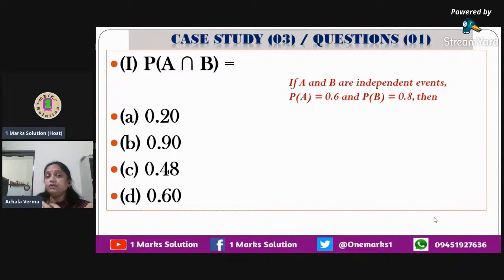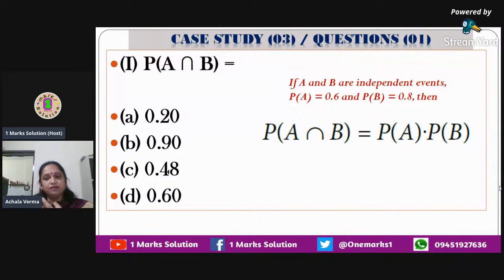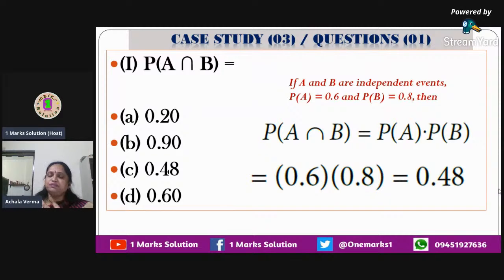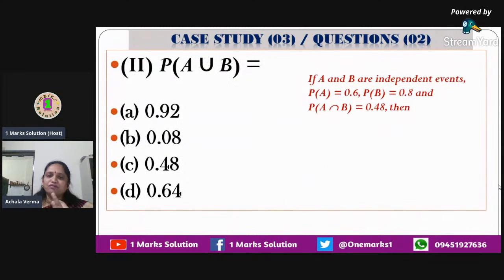Now here in this case, A and B are independent events, and we are given probability of A as 0.6, probability of B as 0.8. Then it's very easy. It's simply the product of both of them, and hence you get the probability as 0.48. So our option C is the correct option. I hope you have found it a very easy question, isn't it?